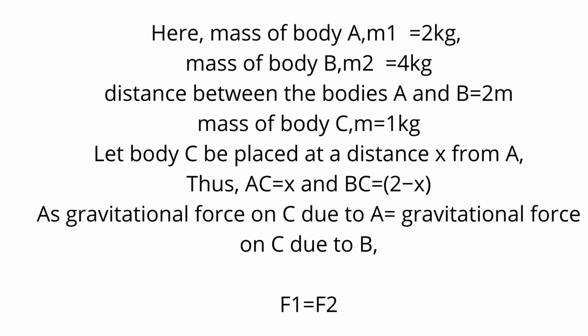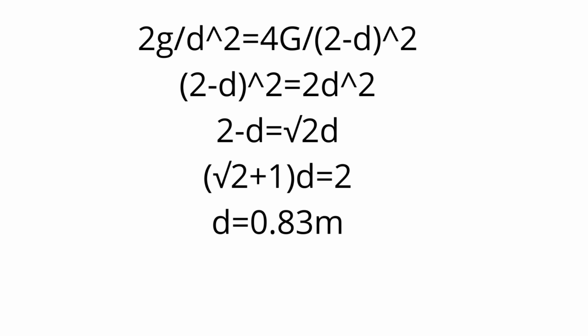Let us consider the third body C. The mass is 1 kg, and at what distance from A and B we should place it so that the gravitational force on C due to A and B must be 0. That must be F of AC must be equal to F of BC.